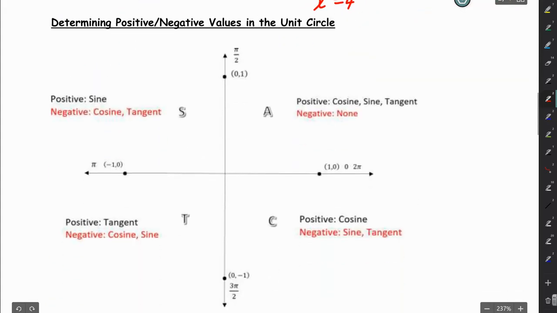Now, determining positive and negative values in the unit circle. There's an acronym I like to use: All Students Take Class. And what does that mean? It means all: cosine, sine, and tangent are all positive in the first quadrant. In the second quadrant, only sine is positive, so cosine and tangent are both negative. In the third quadrant, tangent is positive, and cosine and sine are negative. And in the fourth quadrant, cosine is positive, and sine and tangent are negative.